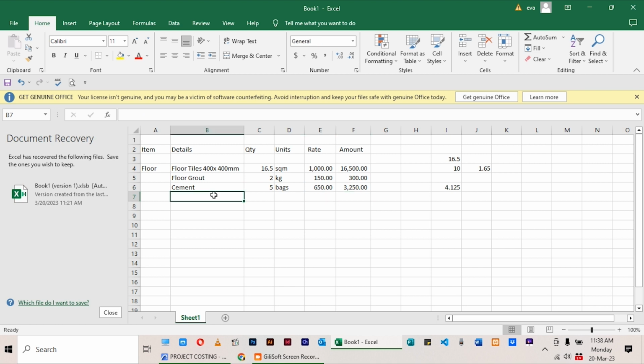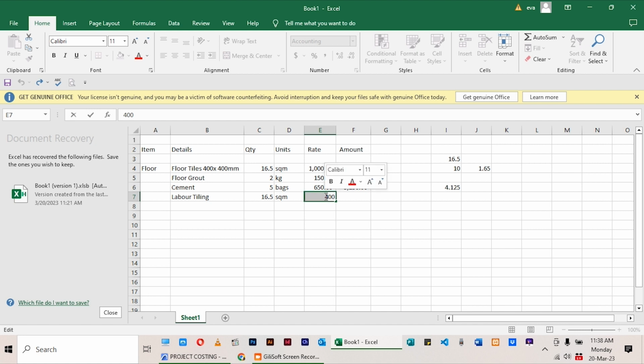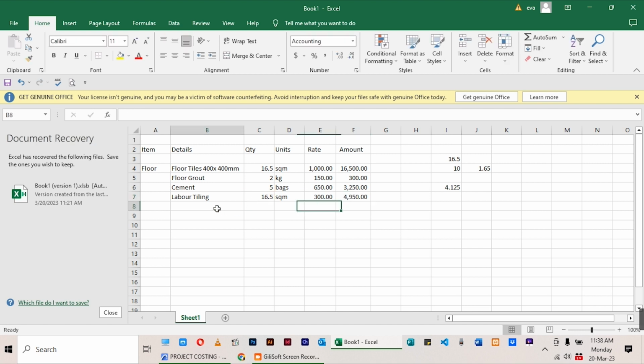Then the other thing that we need is rebar to put the tiles. And this is calculated per square meter. So we have 16.5. That is square meters. The rate currently is 300 per square meter. So multiply. And then you can add these up.